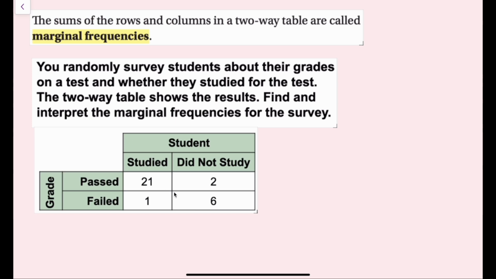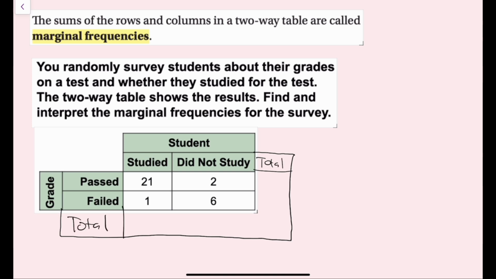So what I'm actually going to do with this table is extend it so I can calculate the totals. So I'm going to make a new column here, and then I'm going to make a new row here, and I'm going to combine them like this. So this is going to be my total, and this is going to be my total. And then I'm going to extend this, and then right here. So now what I'm going to do to find the marginal frequencies is just add the columns and add the rows.